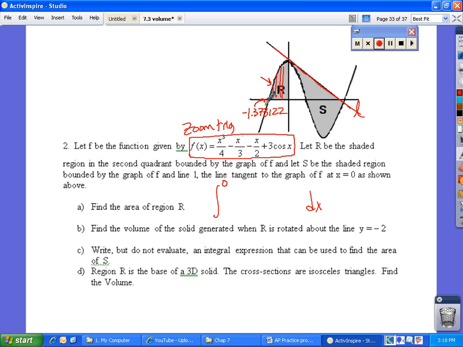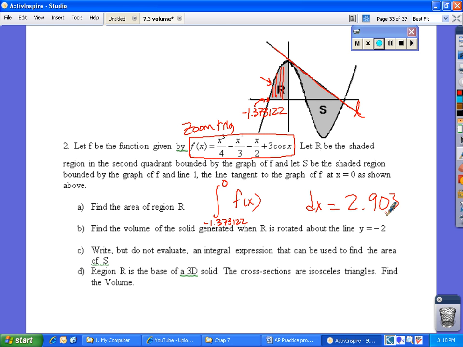Okay, so I'm going to put that in right here because that's where region R starts. Negative 1.373122. Now the top of my strips touch this crazy function. I'm going to call this function f of x because I really don't want to keep writing it over and over again. And the bottoms touch 0, the x-axis. So if I just integrate from negative 1.373122 to 0, my function, I get back the area underneath R, which is 2.903. And I'm using my calculator to do this, of course.